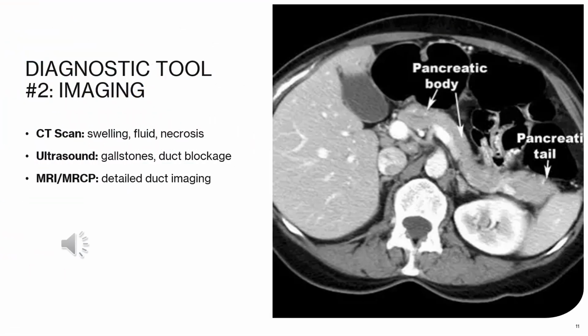Imaging tests help doctors see what's happening inside the pancreas. A CT scan can show swelling, fluid buildup, or areas of tissue death called necrosis. Ultrasound is often used to look for gallstones, which are a major cause of pancreatitis. MRI or MRCP provides detailed images of the pancreatic ducts and can help identify blockages or structural problems. These imaging tools help determine both the cause and severity of the condition.